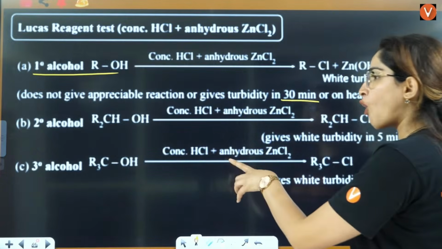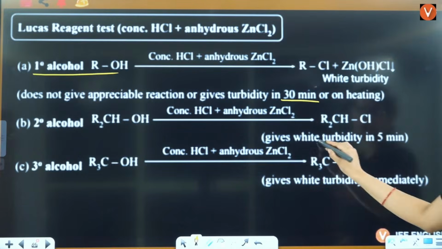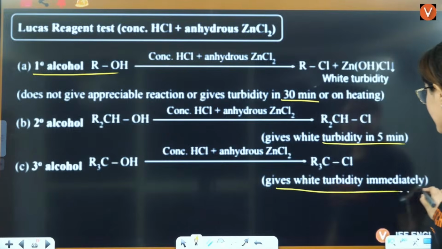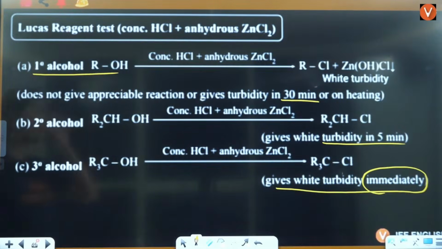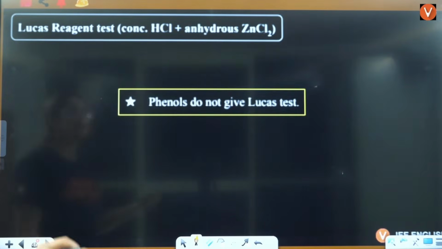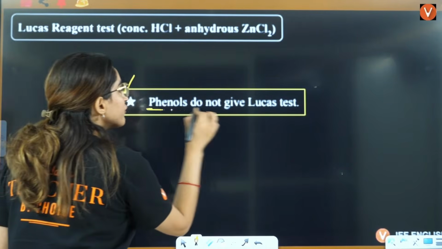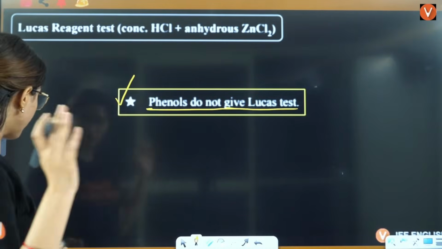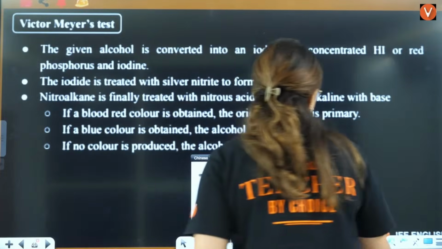Then 2 degree alcohols will give you this test, but after 5 minutes, right? And 3 degree alcohols will give you the test immediately. That means they are 3 degree alcohol. So from here you can not only tell whether they are alcohol, but you can also tell whether they are 3 degree, 2 degree or 1 degree alcohols. And phenols do not give the Lucas test. If you have to distinguish between phenol and alcohol, you can use this test as well, right?